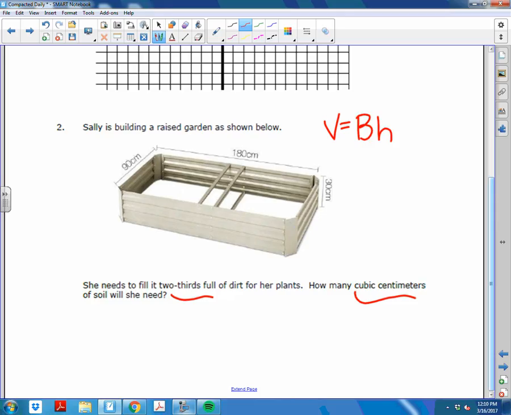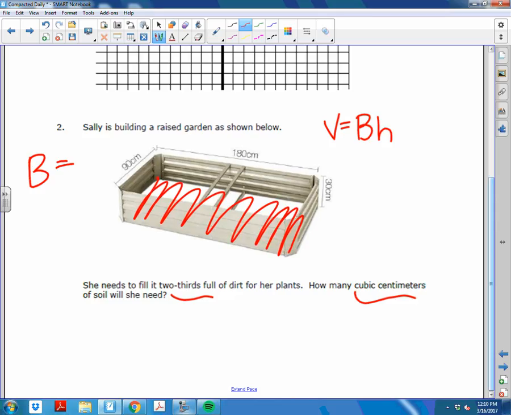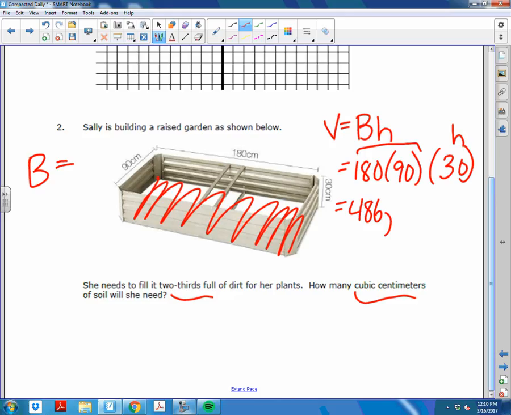Now, you kind of have to pick a base, if you will, so that when you find the area of the base, you can do that. I picked the bottom, that bottom down there, which meant that basically I do 180 times 90, and then times 30. So basically we end up with 180 times 90. This is area of the base times 30, which is the height. And when you get that, you end up with 486,000.